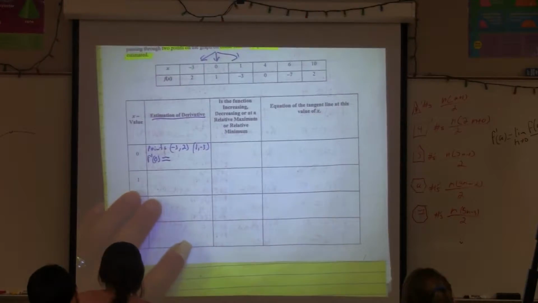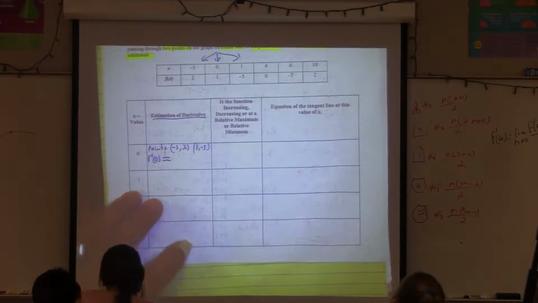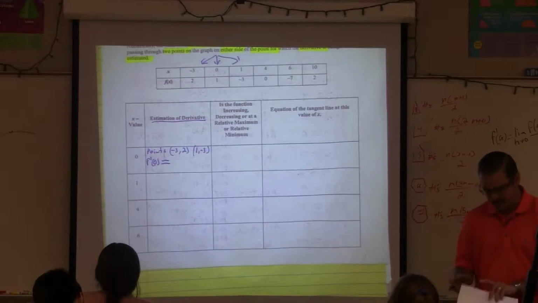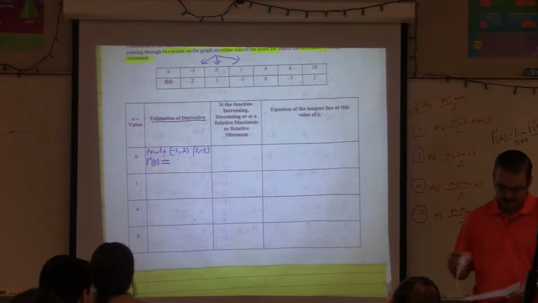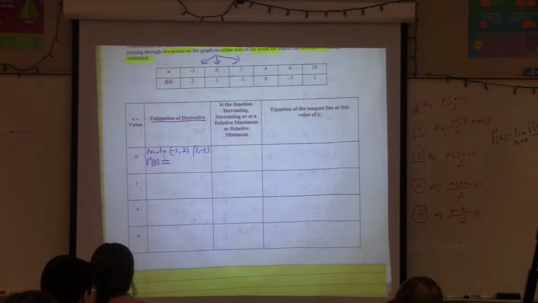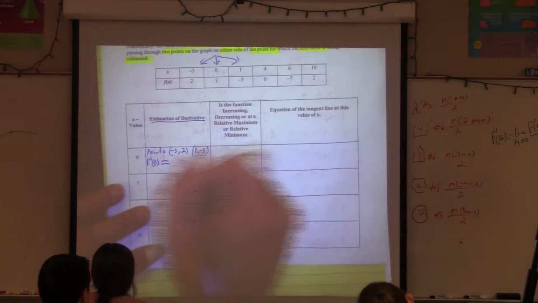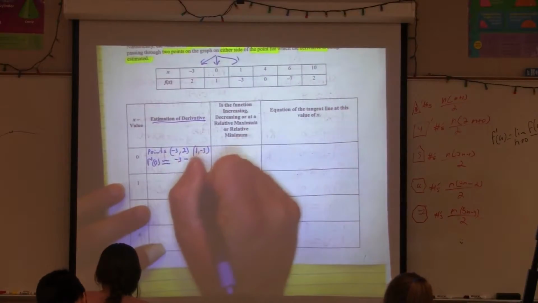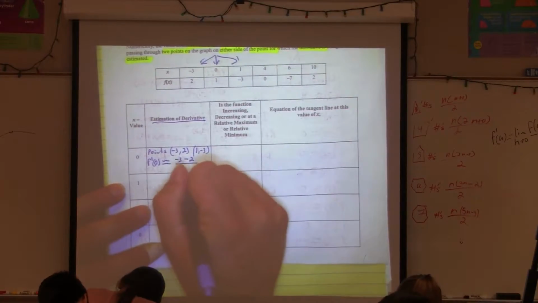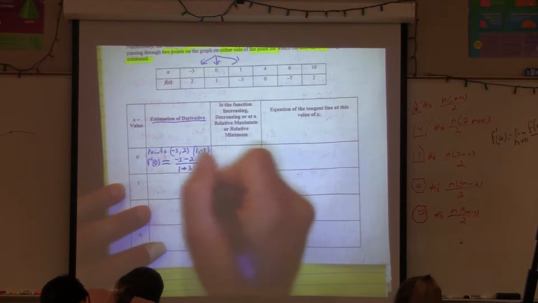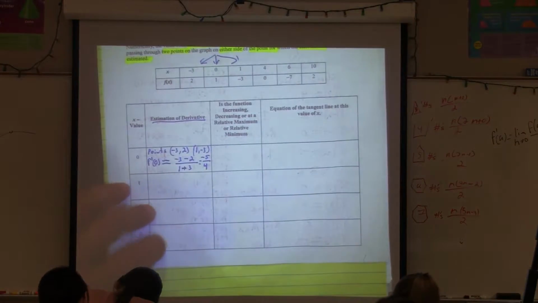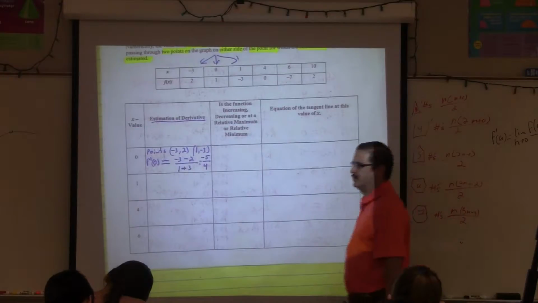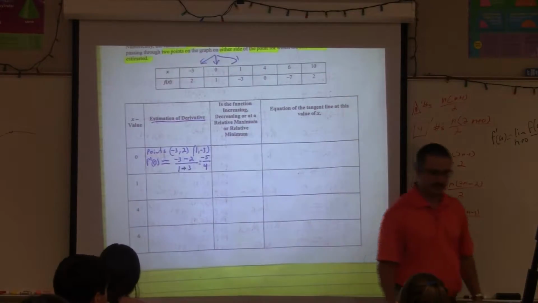Alright, so how would I find the slope using those 2 points? The slope formula. Anybody remember that? What's the slope formula? Good, so let's do it. So what's y2? -3. -3 minus 2, divided by 1 plus 3. Okay, so that gives me -5 over 4, right?